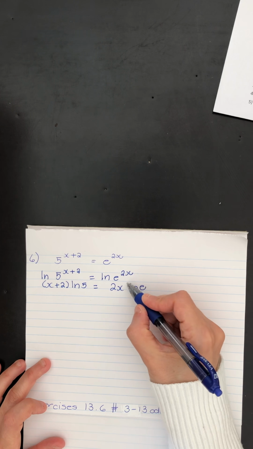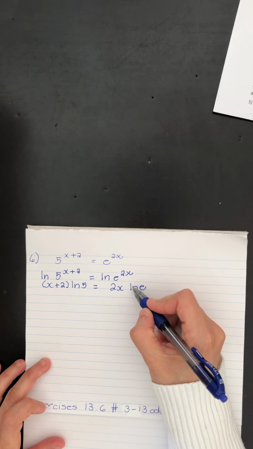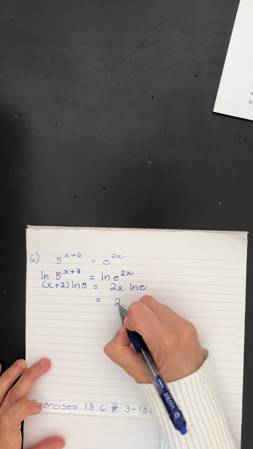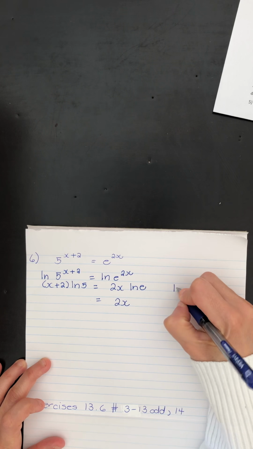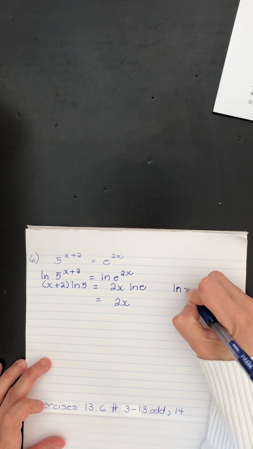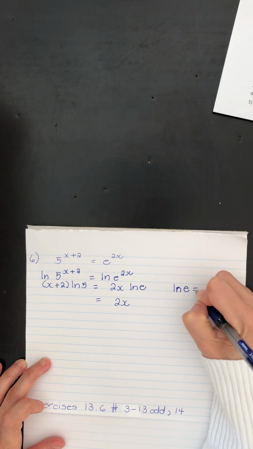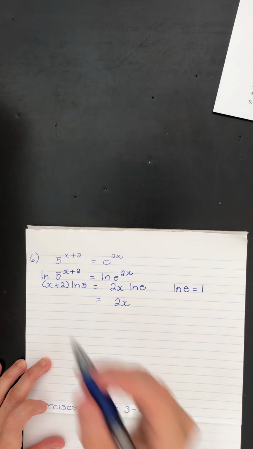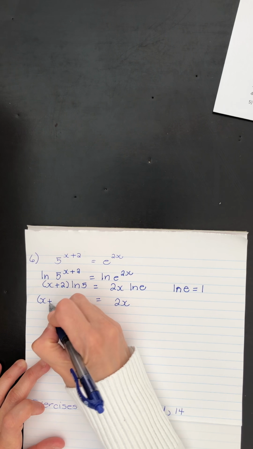Okay, the point was that yes, this is a 1. So it's 2x multiplied by 1 here. So it's just 2x, okay? So I'm going to write it here. We use the fact that the ln of e is 1. 2x times 1 is 2x. So now we have this.